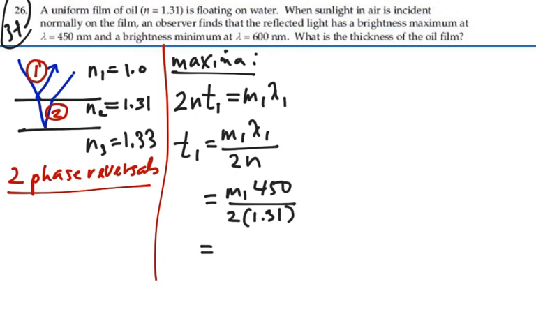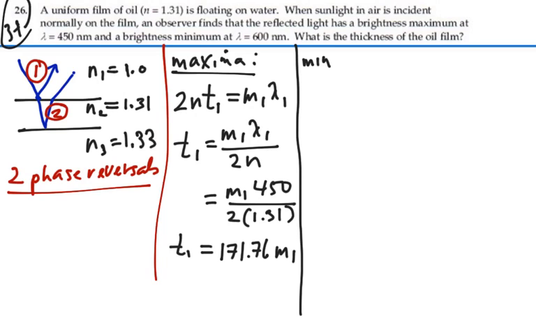And what is that equal to? 450 divided by 2.62 is 171.76. So we have 171.76 m1, m1 being an integer. Don't know what that is yet.